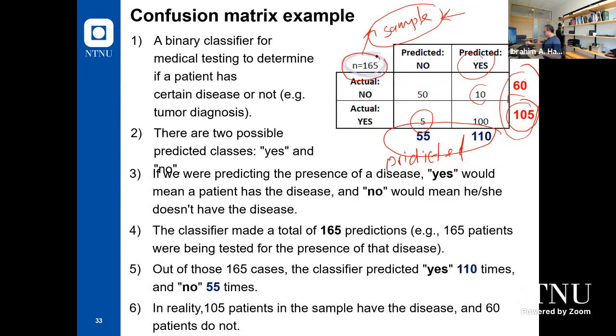So the diagonal is this one. If you want to find the accuracy, it will be 50 plus 100 divided by 165. So this is the accuracy. If you want to find the prediction error, it will be 1 minus accuracy. And we can get precision from here, and we can get recall. Those numbers are very important.